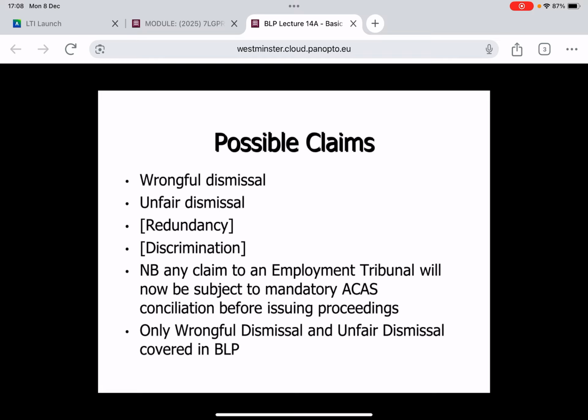Hence, an employee whose fixed-term contract is terminated early will be entitled to damages, lost wages for the rest of the fixed term. If it's not fixed term and he is dismissed without notice, then the employee will be entitled to lost pay for the notice period, and indeed will often be paid this in lieu of notice.